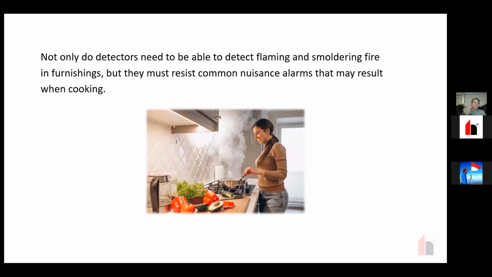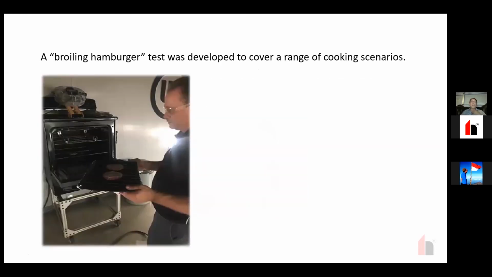So they had identified this flaming and smoldering polyurethane foam fire after a lot of testing and investigation. UL also established what they call a broiling hamburger test. And this was determined to be the best repeatable test to cover a lot of different cooking scenarios. They tested other foods like toast and bacon and pizza and different things, but the broiling hamburger test proved to be the most challenging of all of the different tests that they performed.